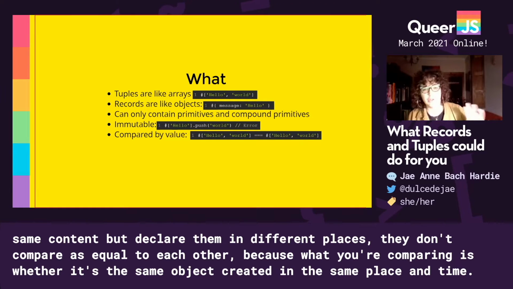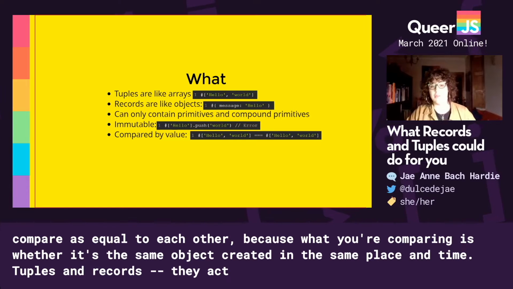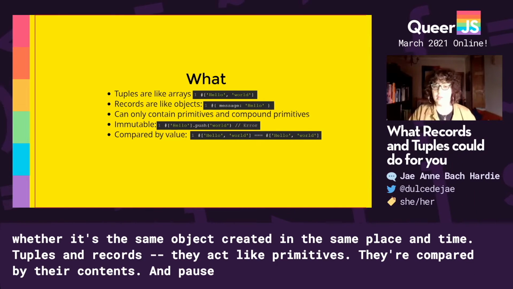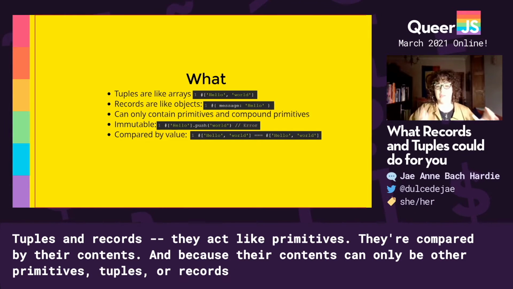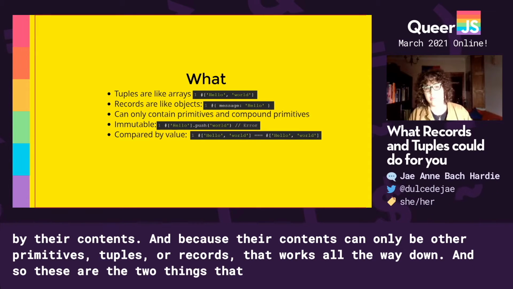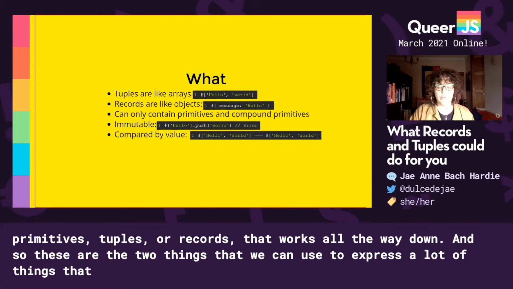But tuples and records act like primitives. They're compared by their contents, and because their contents can only be other primitives, tuples, or records, that works all the way down. And so these are the two things that we can use to express a lot of things that couldn't be expressed before.